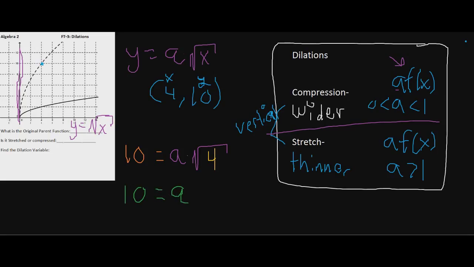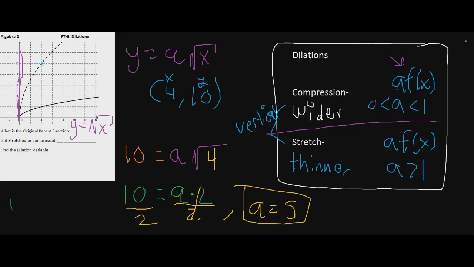So it's 10 equals a times the square root of 4. What's the square root of 4? Well, that's 2. Perfect. Now, what do we do to undo multiplication? This is a multiplication sign, so we just divide by 2. And finally, we get that a equals 5. There it is. It's that simple. We just solved for our dilation variable.